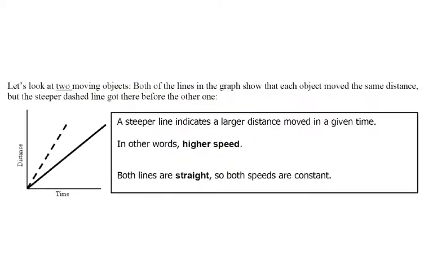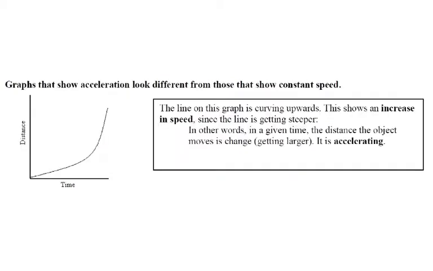So let's look at two moving objects. Both of the lines on the graph show that each object moved the same distance, right? But the one with the steeper slope has a higher speed because it took less time to go the same distance. So the steeper the slope, the higher the speed. The shallower the slope, the lower the speed. And because they're both straight lines, we know that it's a constant speed.